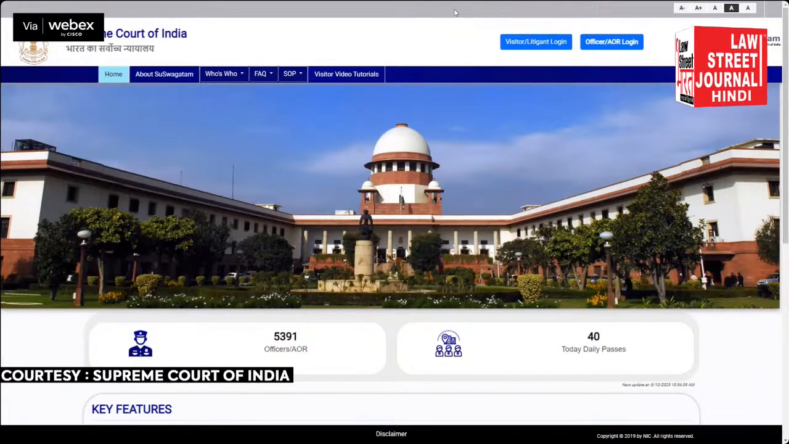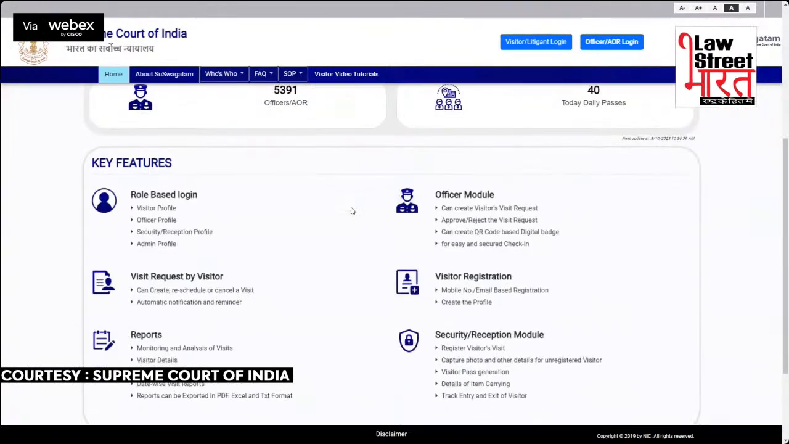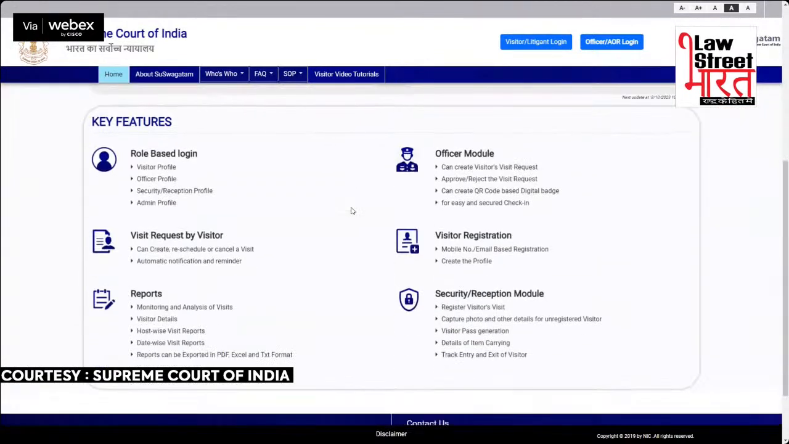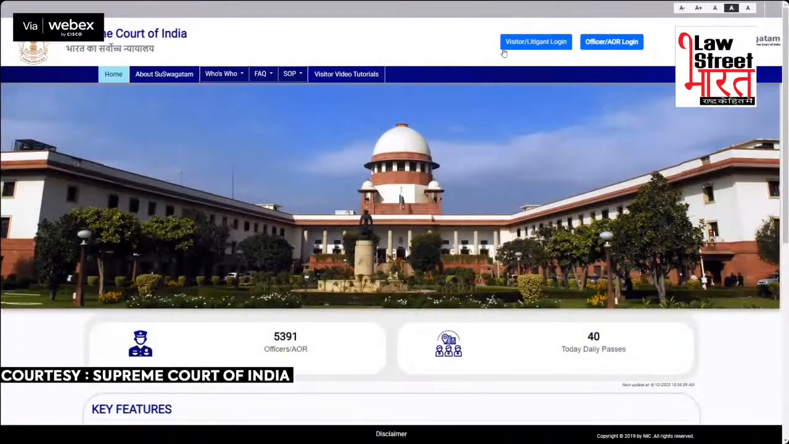The Suswagatam portal was tested as a pilot project since 25 July 2023 and has received positive feedback from the users. As of 9 August 2023, more than 10,000 e-passes have been issued through the portal as a pilot. The Supreme Court of India hopes that the portal will enhance convenience and efficiency. For more information about the Suswagatam portal, one can visit the website or contact the reception office.